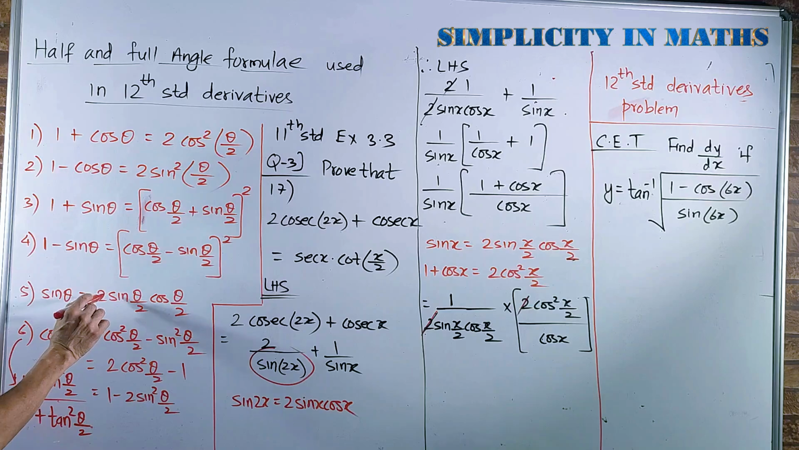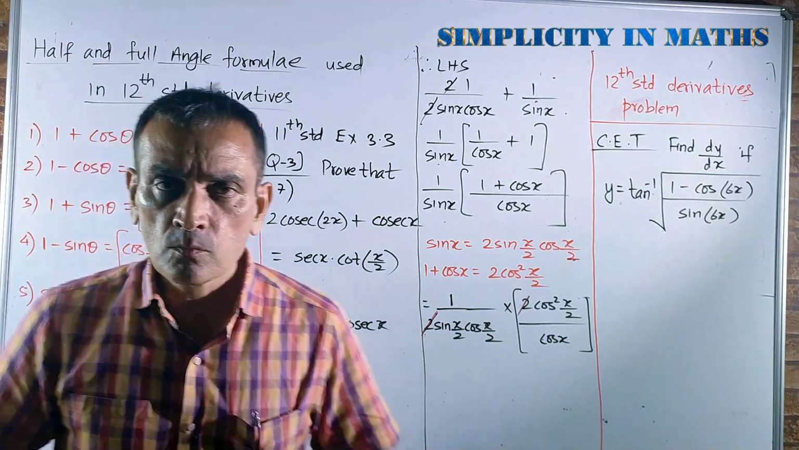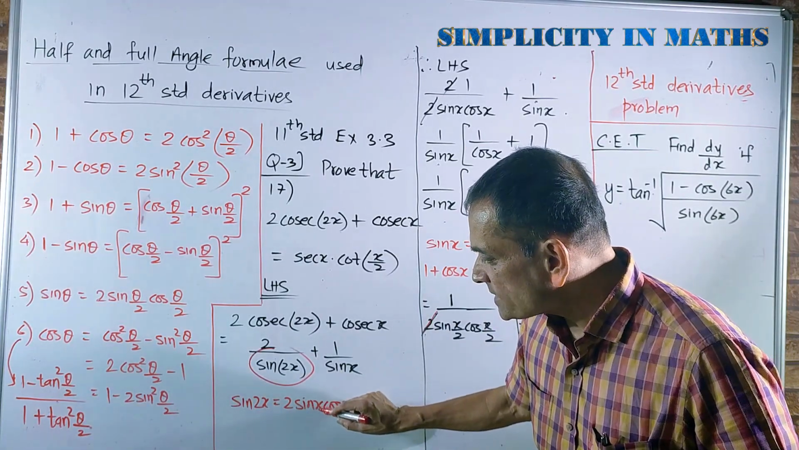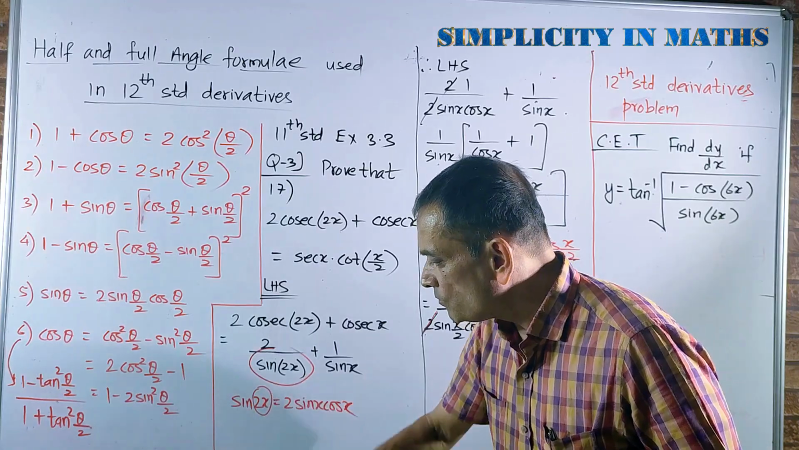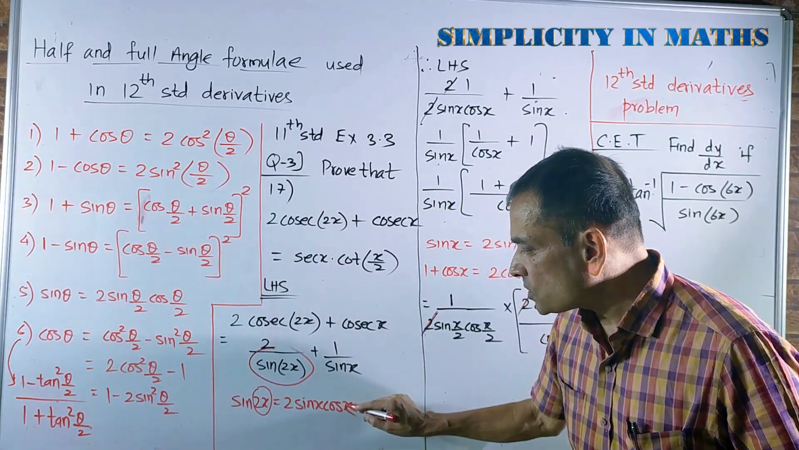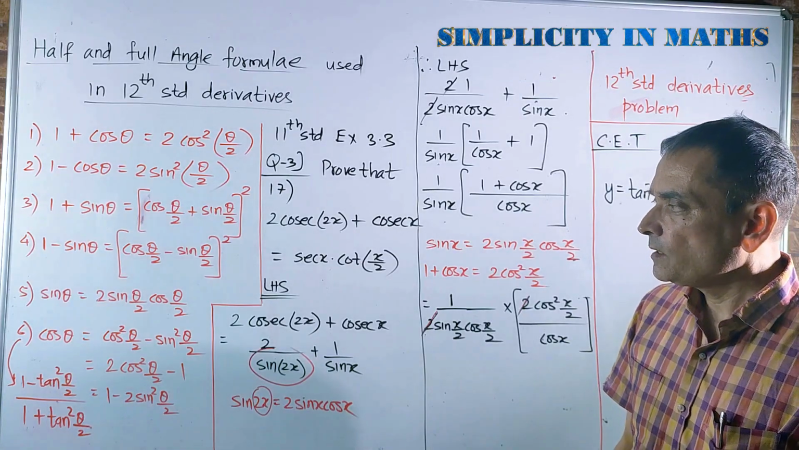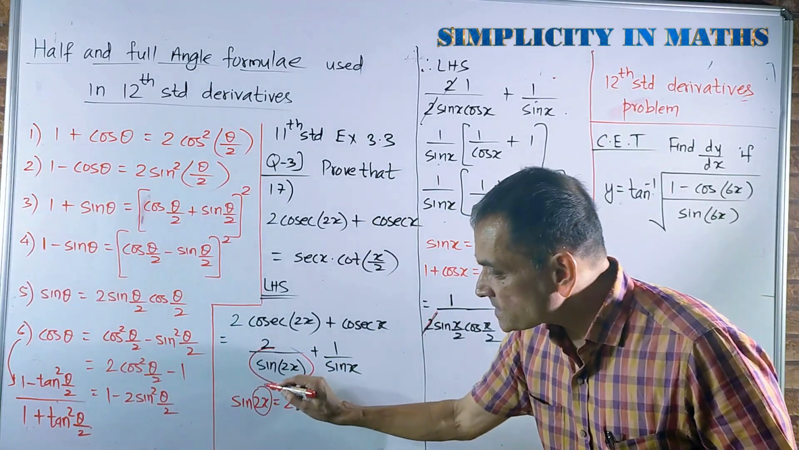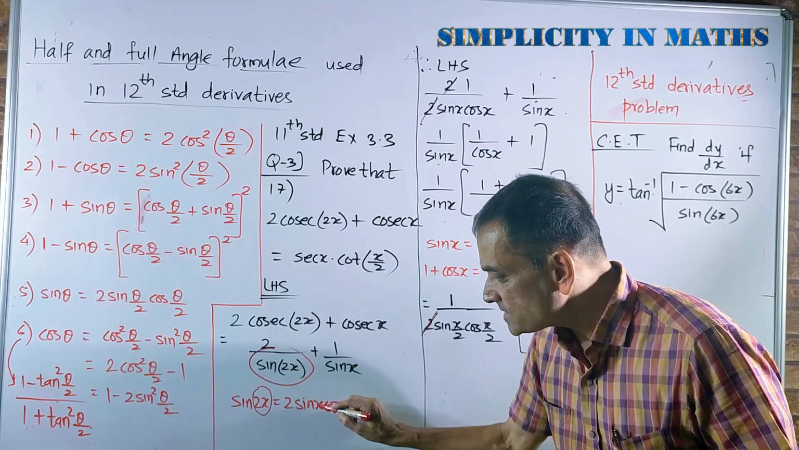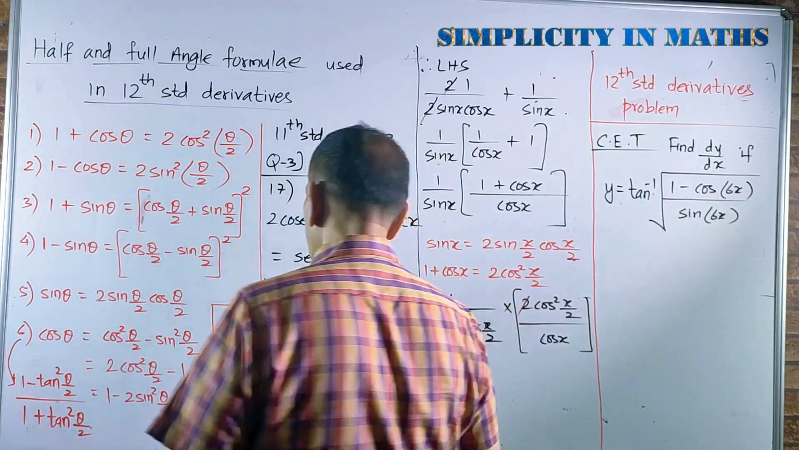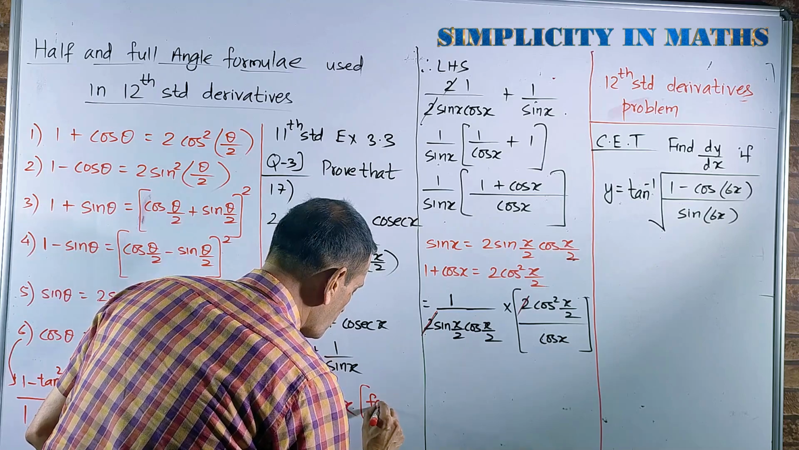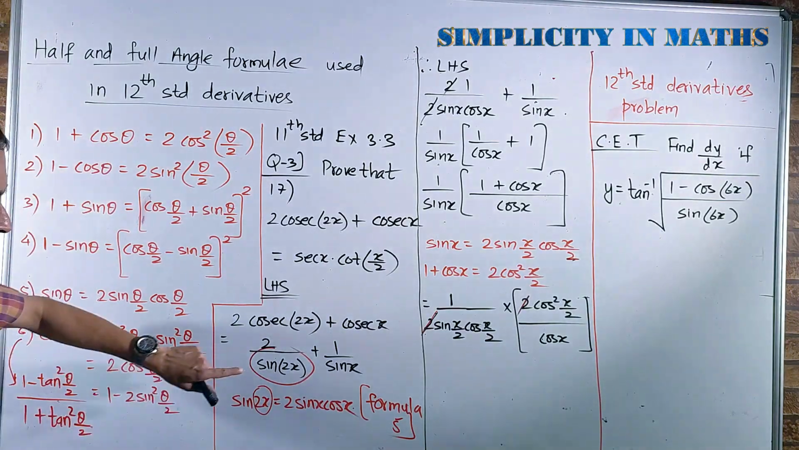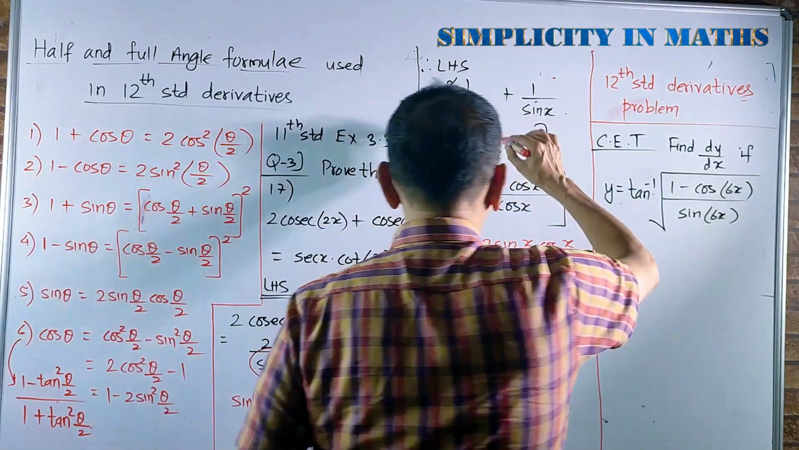Sin theta is equal to 2 sin theta by 2 cos theta by 2. Therefore sin 2x will be equal to 2 sin 2x upon 2, यानी इसका हाफ लेने का है. So sin 2x is 2 sin x cos x, right? Sin theta is equal to 2 sin theta by 2 cos theta by 2. So 2x का half is x. So I take an x here and x here. Just writing in bracket formula 5. So for sin 2x, 2 sin x cos x.